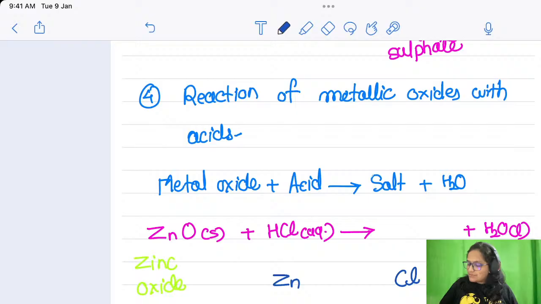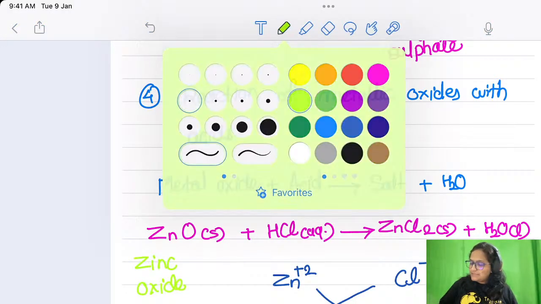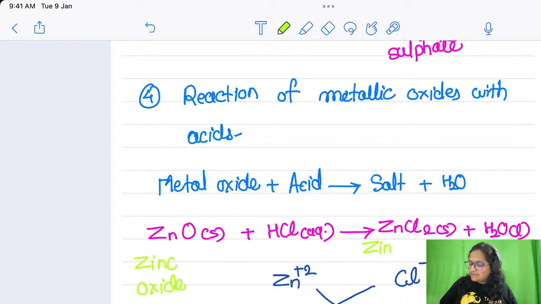Zinc is having the +2 charge, Cl is having -1 charge, right? So how can they form the compound? The molecule as a whole should be electrically neutral. Zn will be multiplied by 1 and Cl by 2. So the formula will be ZnCl2, right? So what we are getting here? We are getting ZnCl2, solid. The name of this ZnCl2 is zinc chloride, right? We are getting zinc chloride. Okay, yes, this was the first example.